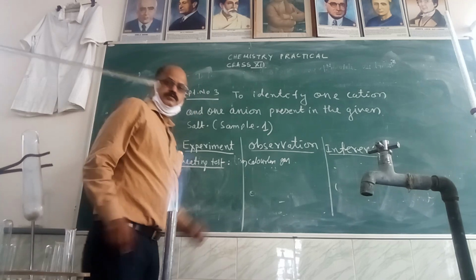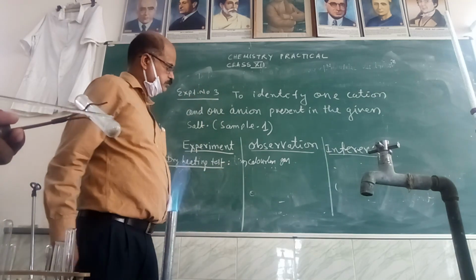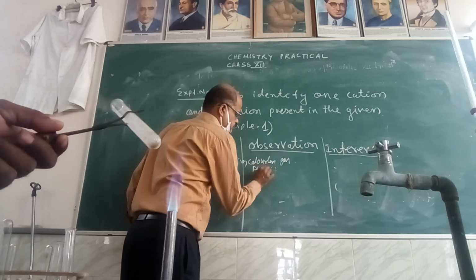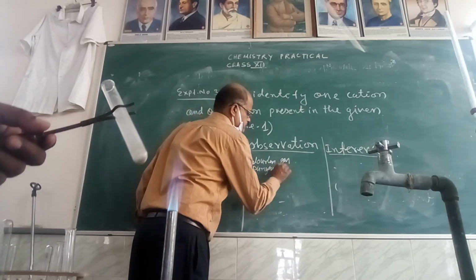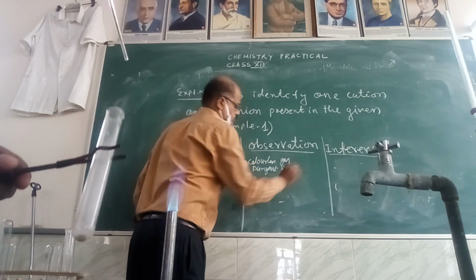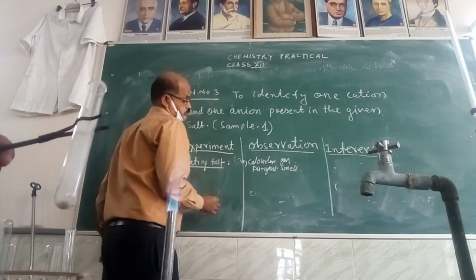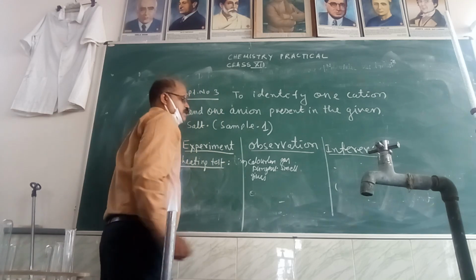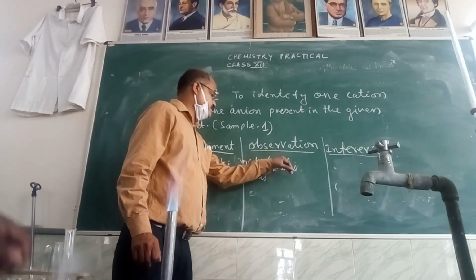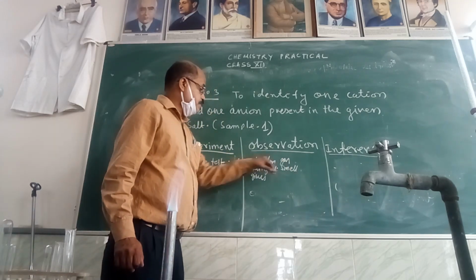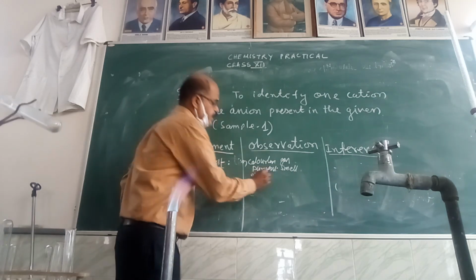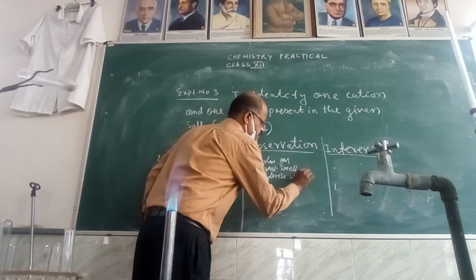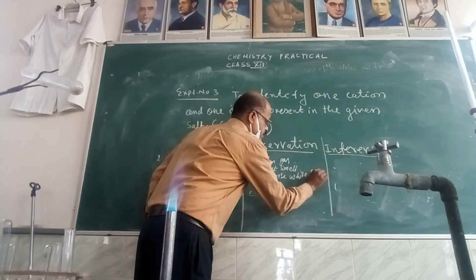So then what is the inference? That the salt must contain ammonium ion, which on decomposition gives ammonia gas, and the ammonia gas produces dense white fumes with a glass rod dipped in conc. HCl. For observation you have to write: a colorless gas evolves having a pungent smell, gives dense white fumes with HCl.